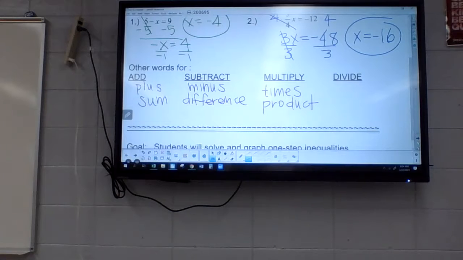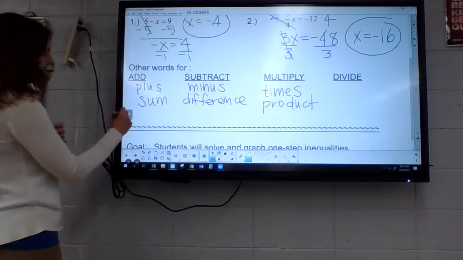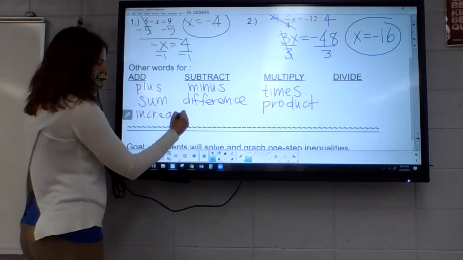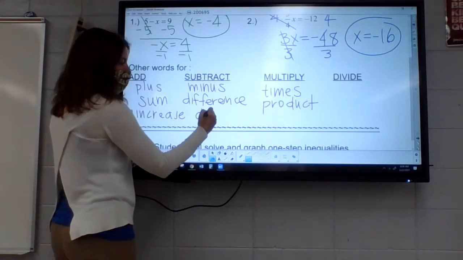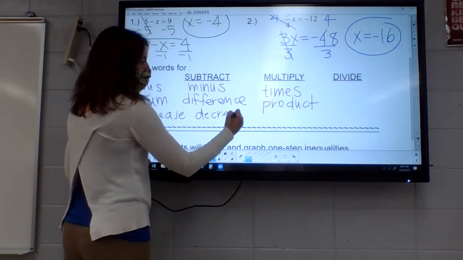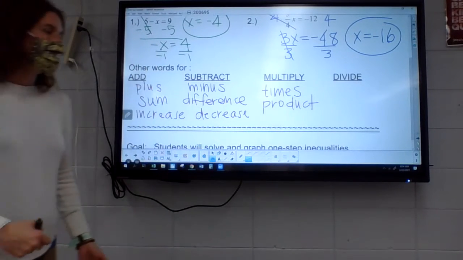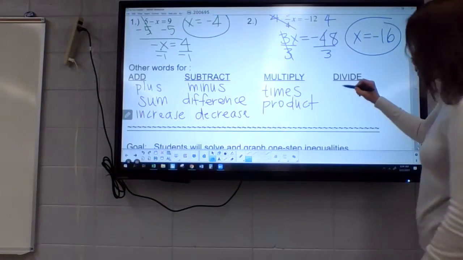What if I said I'm increasing something by 5? How would you use that mathematically? Yeah, so adding 5. So if I said increase, then obviously decrease would be subtraction. The one for division is quotient.